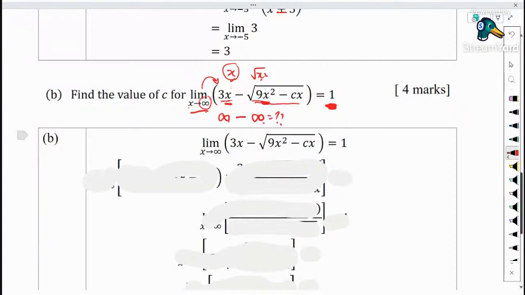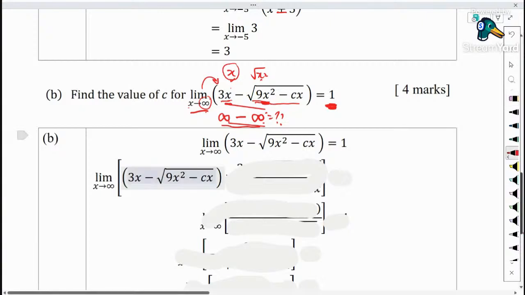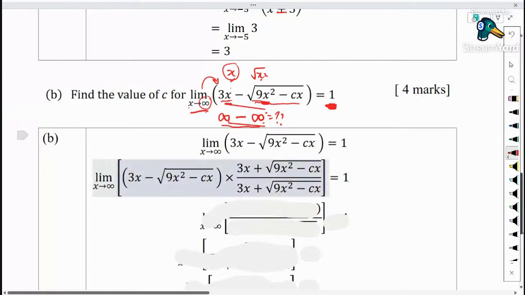Infinity minus infinity, you cannot just conclude is equal to 0, because we have no idea at this moment whether these two infinities are equivalently big. To avoid this indeterminate form, what I need to do is multiply by the conjugate of the square root. So I will have the limit as x approaches infinity of the function, multiplied by the conjugate of these terms, which is 3 plus square root over 3 plus square root, and then the result equals 1.